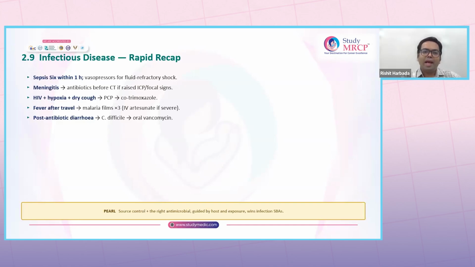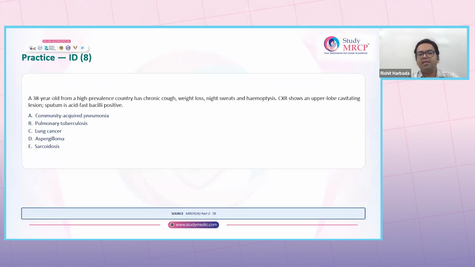So just a quick recap: with sepsis, you have to treat it within 1 hour. Fluid resuscitation, and vasopressors for fluid-refractory shock. Meningitis, always give antibiotics before CT if the ICP is raised. HIV presenting with hypoxia and dry cough, think about PCP, treated with cotrimoxazole. If the patient is allergic to sulfur, you treat with pentamidine. Fever with travel, malaria until proven otherwise. Post-antibiotic diarrhea, C. diff, treated with oral vancomycin.